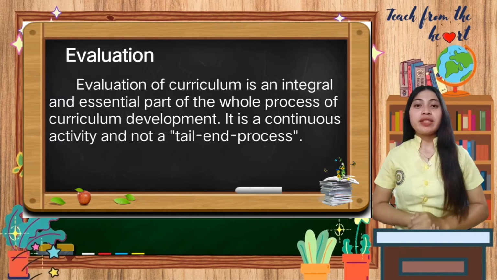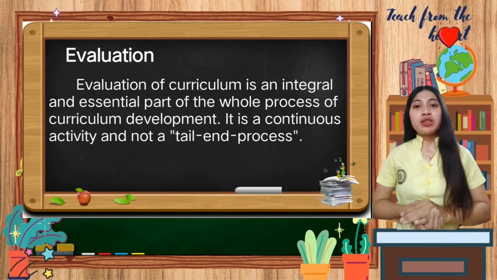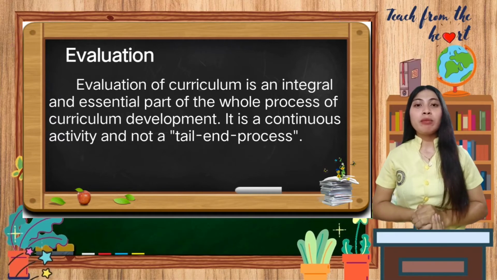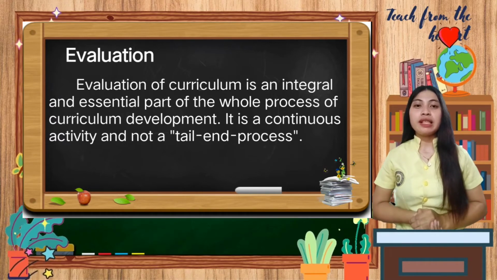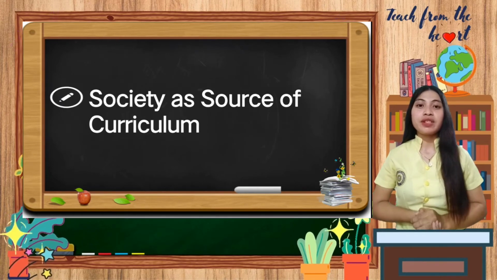It is a continuous activity and not a tail-end process. Evaluation and planning are complementary processes which occur almost simultaneously and continuously. Planning is made on the basis of evaluation and vice versa.